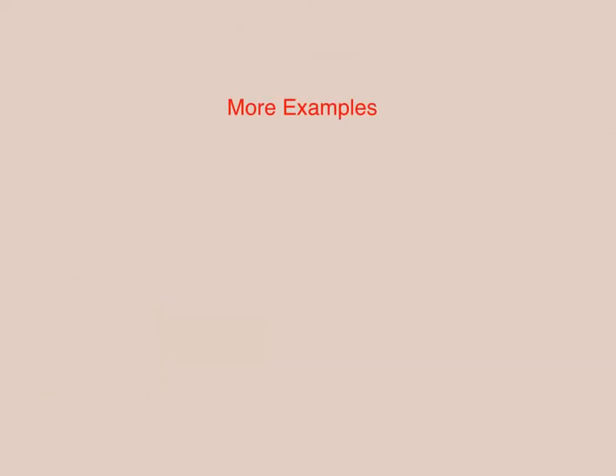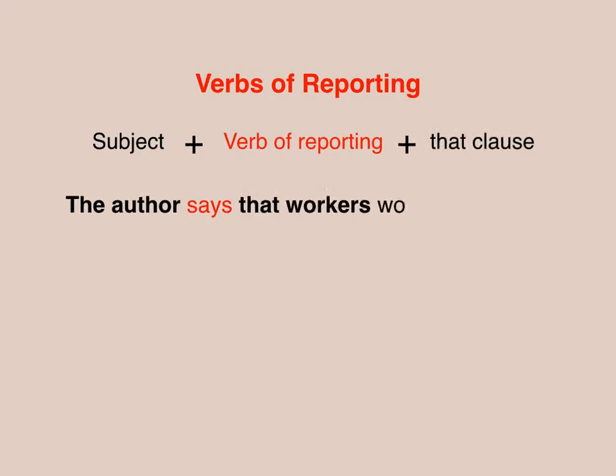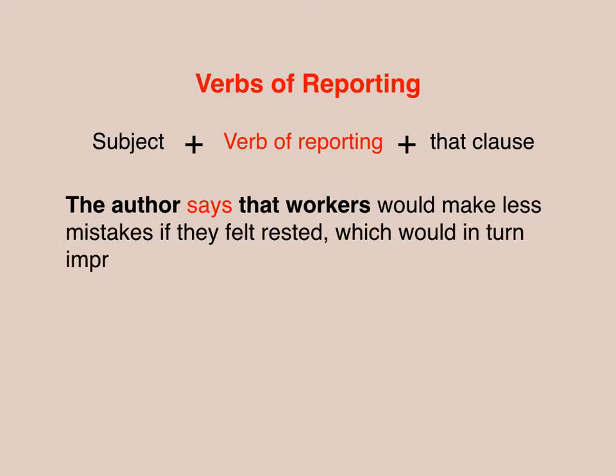More examples with using according to. According to the author, according to the lecture, according to the speaker. You can use verbs of reporting. Subject plus verb of reporting plus that clause. For example, the author says that workers would make less mistakes if they felt rested, which would in turn improve company profits.